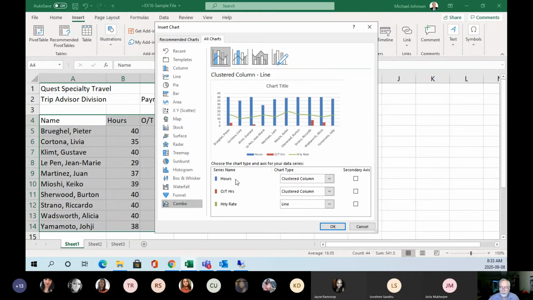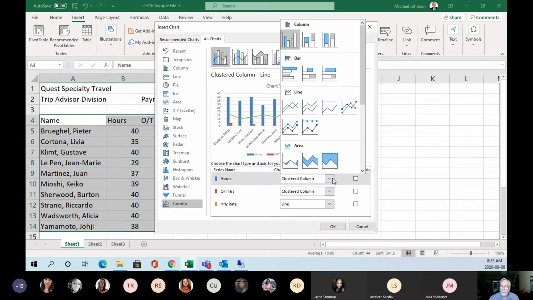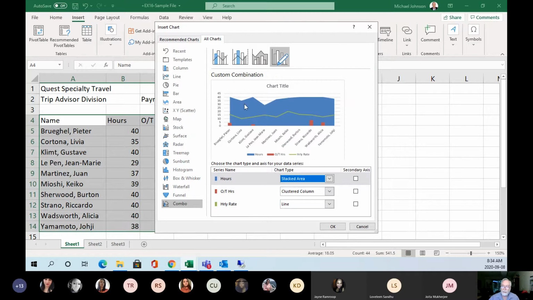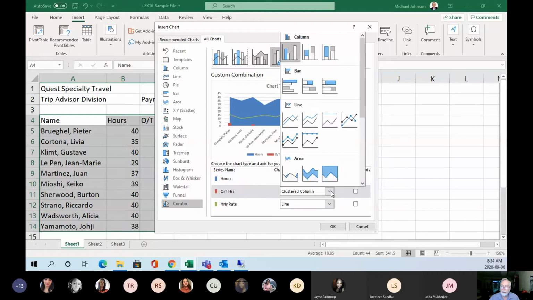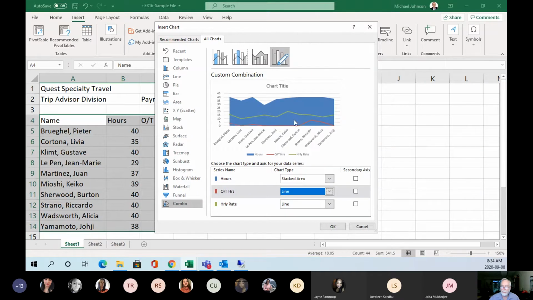And maybe in this case here, the first thing, the hours, I'd like to see the hours as, let's just say I'd like to see it as one of these charts. So this is a stacked area. So this is the regular hours. However, I'd also like to see some of the other things here, such as overtime. And overtime, I think I'd like to see that as one of these lines. So I'm going to choose the line. There's my red color for the overtime.